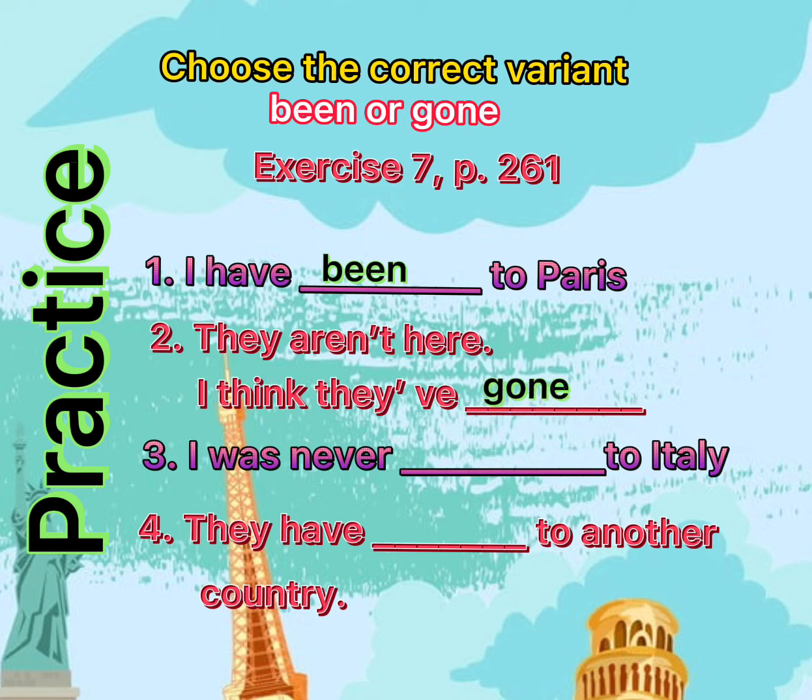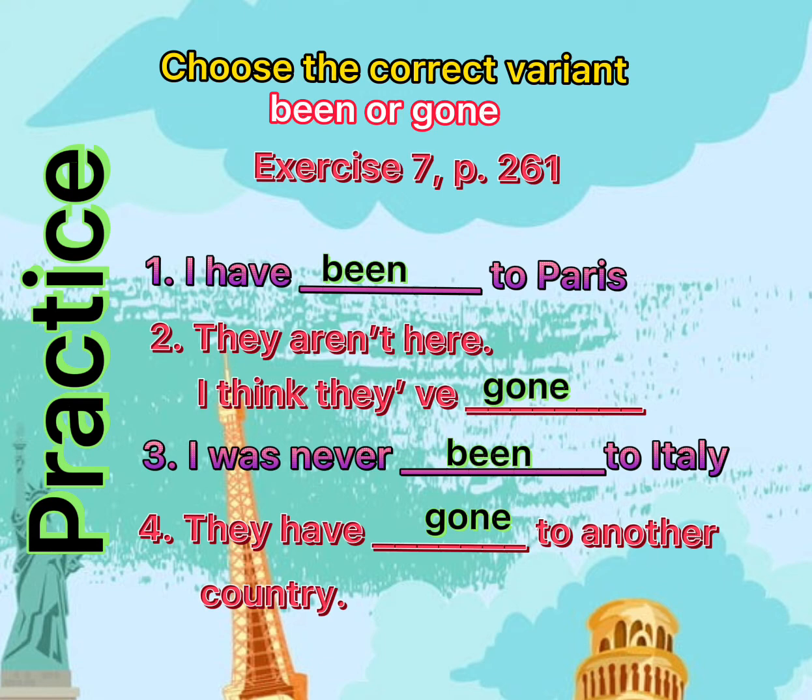Yes, you're right. They have gone. Third sentence: I was never... Been. The third form of the verb. Next sentence: They have... another country to another country. Right answer: gone. Yes, you're right. Good job, children.